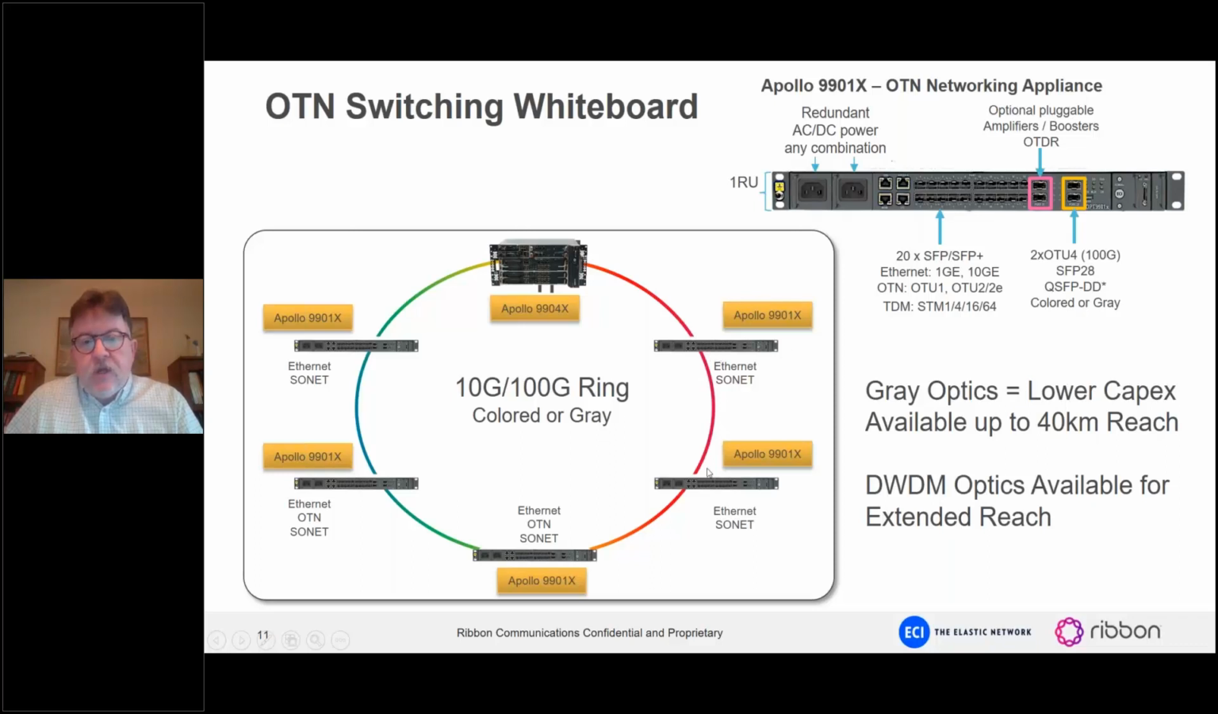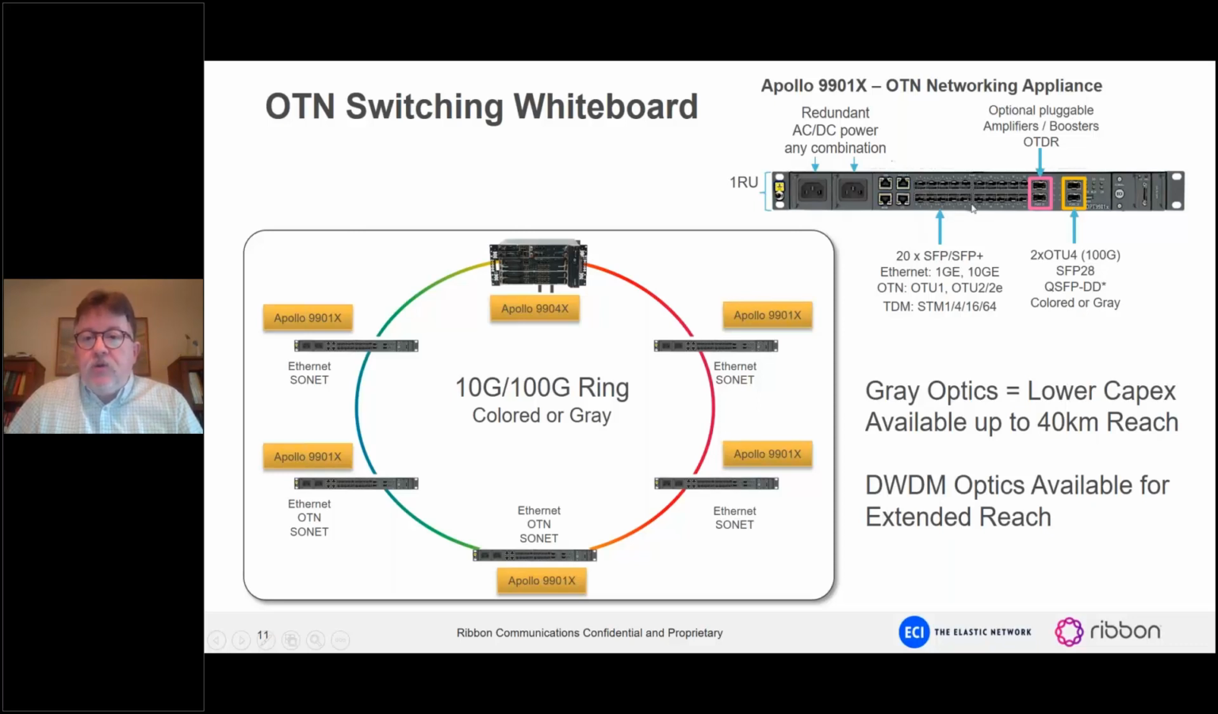If these spans are greater than 80 kilometers, then I can actually plug in amplifiers here and give us some extra reach. That's with DWDM optics, of course. If you have short spans, say 40 kilometers or less, then your gray optics, which are much less expensive, can also go in this shelf. So very flexible in terms of how it handles the line side connections.